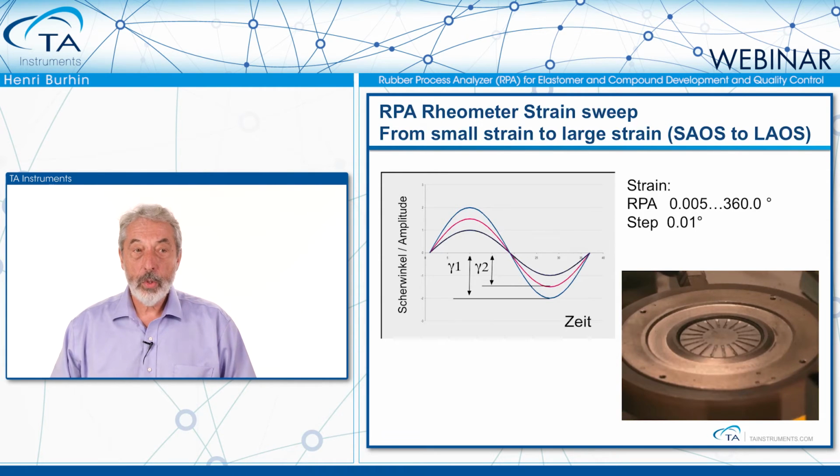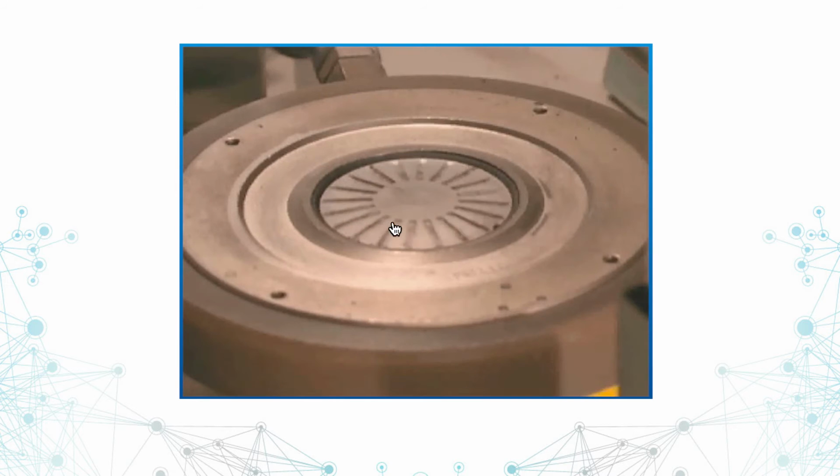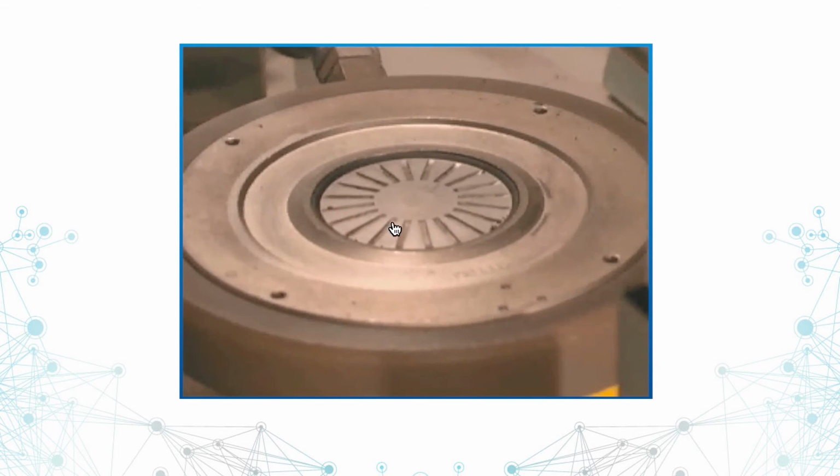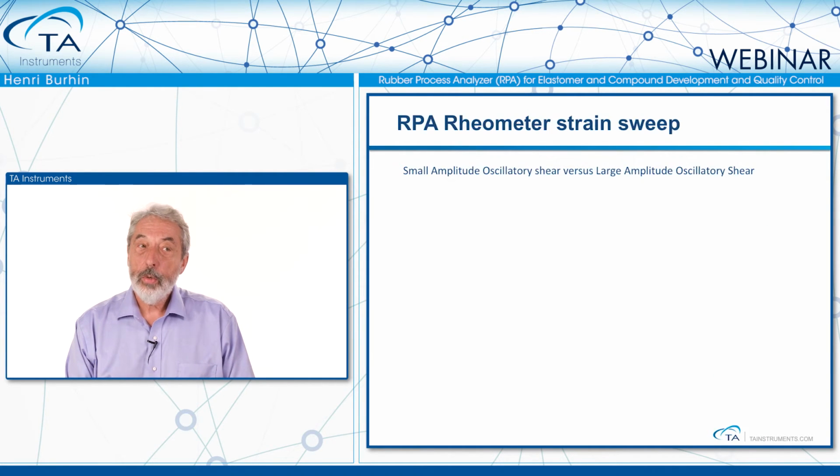So now we're going to see a little video which is going to illustrate what is small strain versus high strain on the bottom die. Now this is small strain, and now we can see that the bottom die is oscillating at an extremely high strain of about 100 degree of arc. So small amplitude oscillatory shear versus large amplitude oscillatory shear.